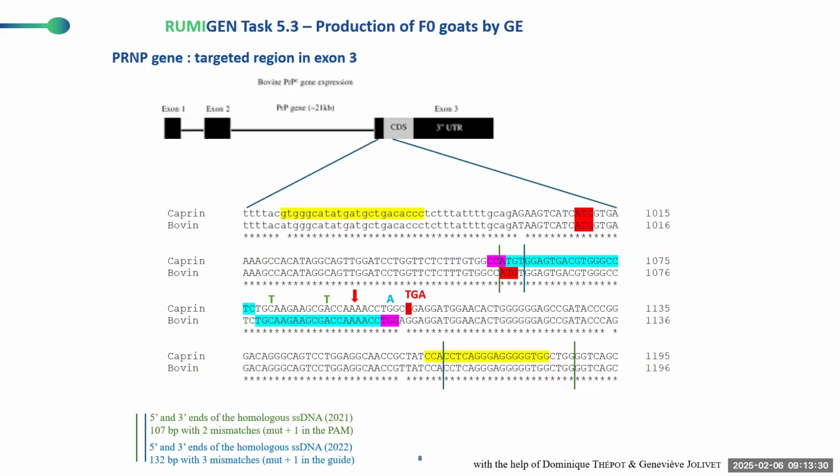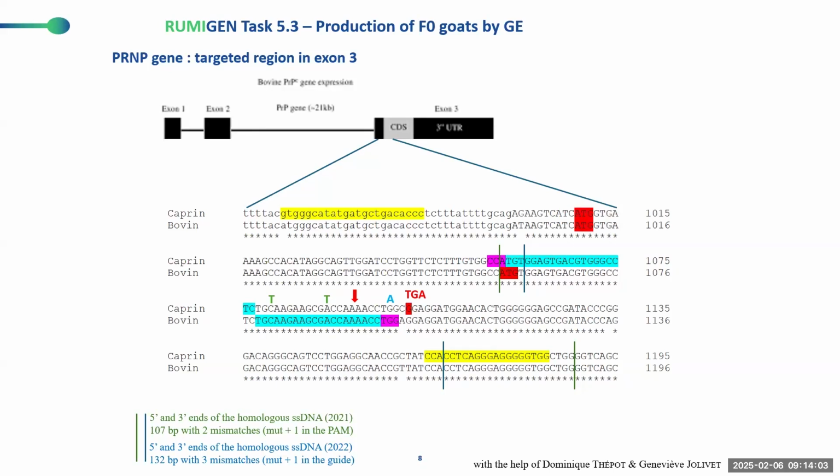Here is the PAM sequence and the two guides. The efficiency of this guide has been tested on in vitro produced bovine embryos, because we have a production all the week. Also, the sequence of this region is fully homologous between goat and bovine on the guide, and there is the mutation. So G that is transformed into T, the mutation is here.